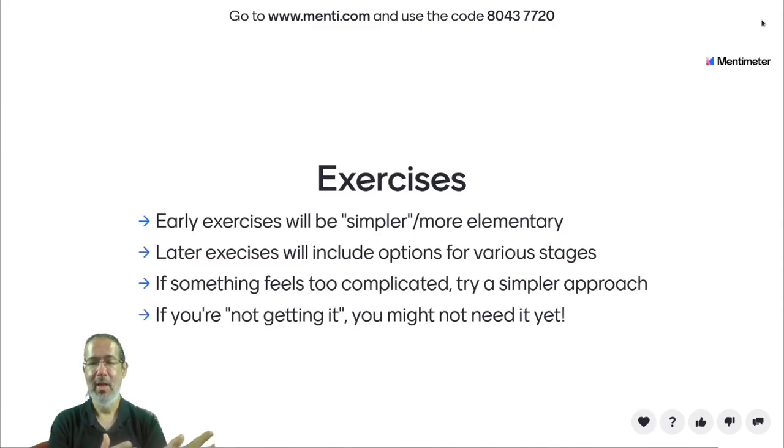At the beginning of the course, some of the exercises will be simpler and more elementary. If you're in stage 3 and are doing the elementary exercises over again, then focus on tiny steps. Later exercises, by necessity, will include options for various stages, especially in the online community edition. We'll make a distinction that, in stage 2, you should practice this way, in stage 1, you should practice this way. And if something feels too complicated, if an exercise feels like it's beyond your grasp, don't panic. Just go back to stage 1 or stage 2, wherever you feel like you are, and focus on the thing that's going to help you.